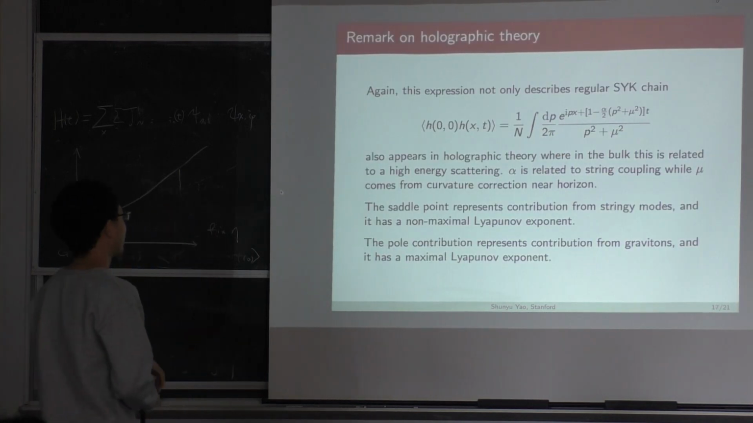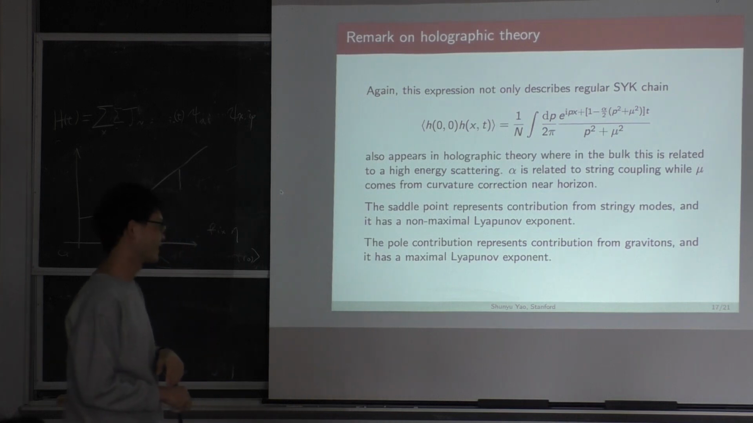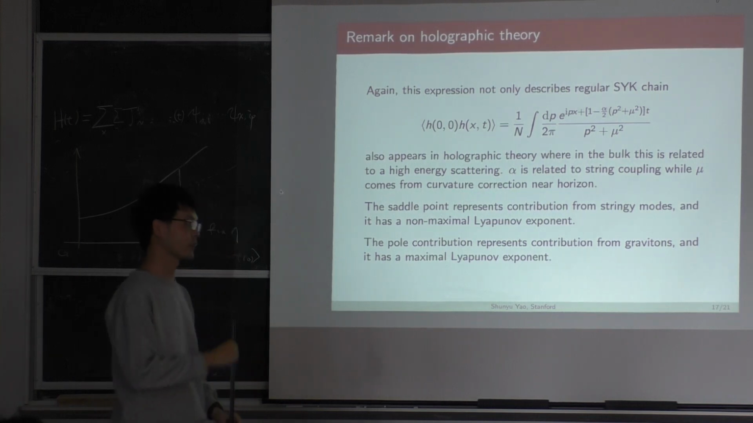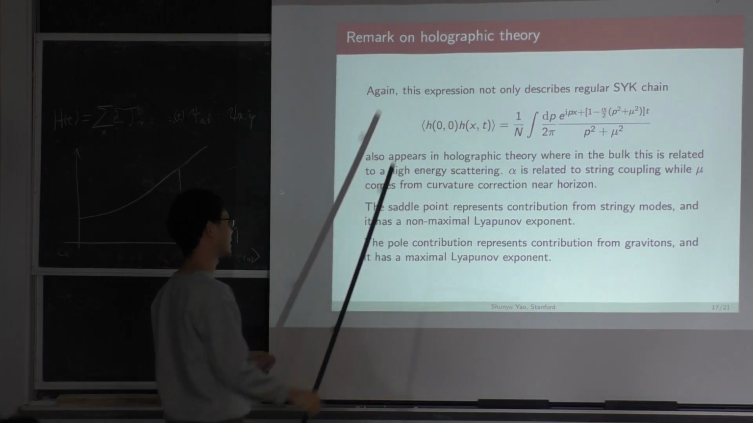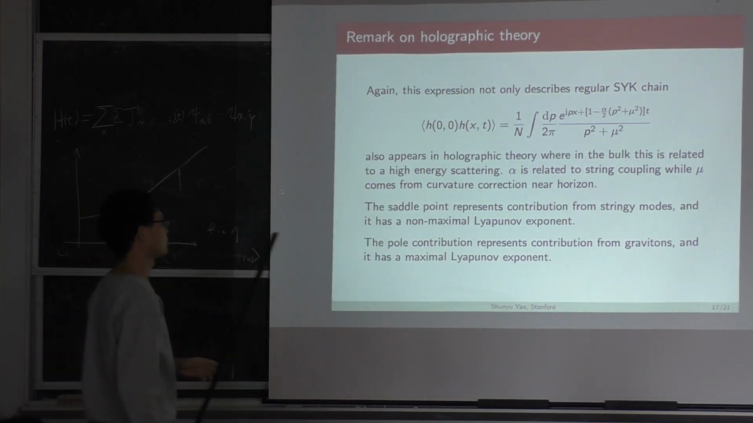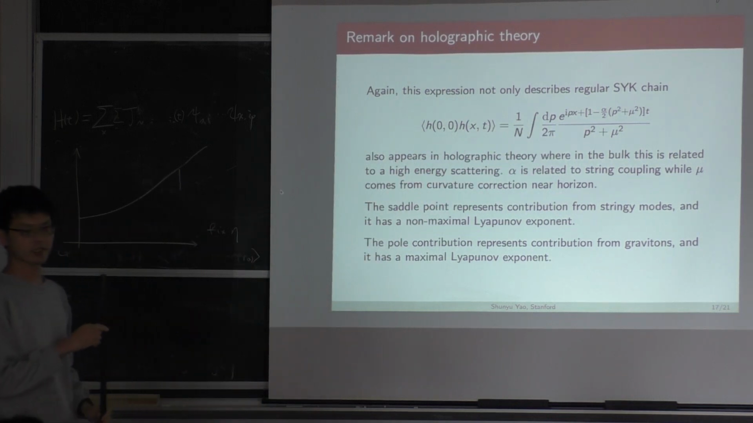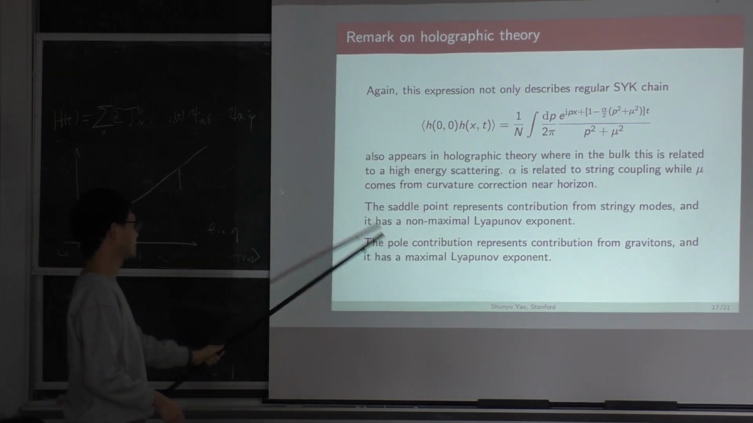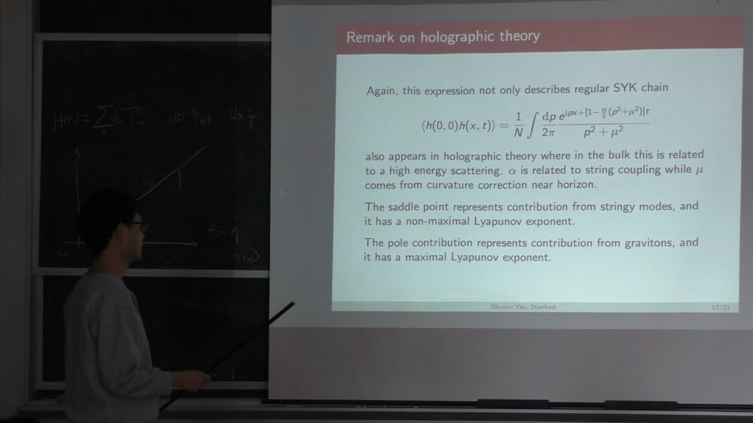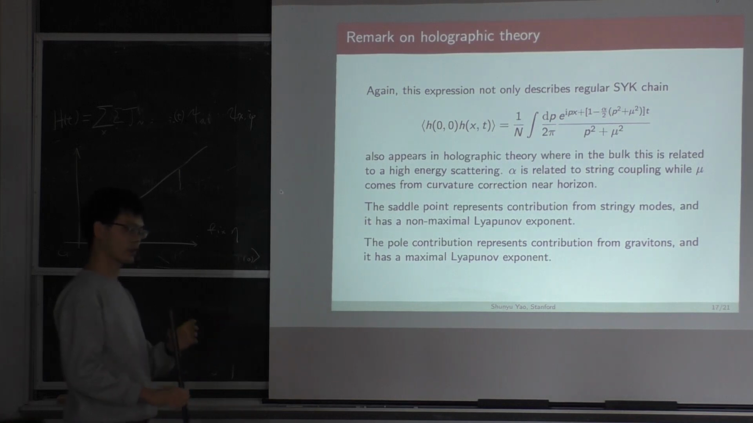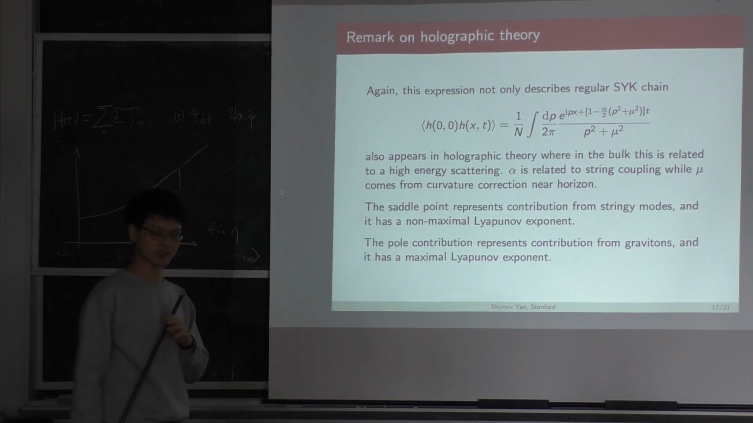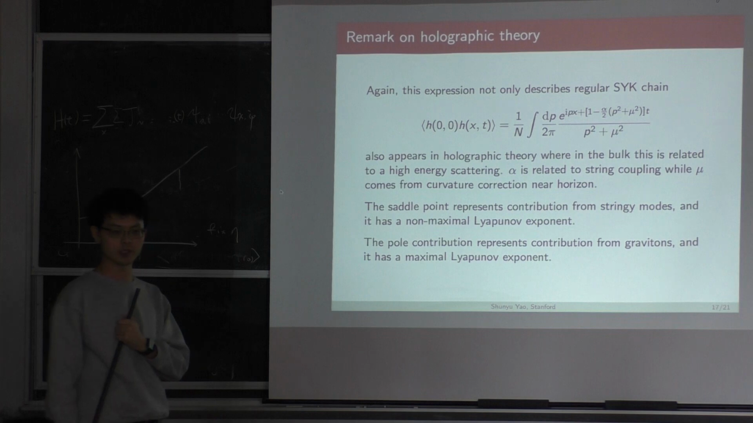Okay. I guess I just make this comment. So that's going to say that this model we wrote down is also appearing in holography, where this alpha is related with some string coupling, and the mu there is related with the curvature near the black hole horizon. And let me just comment on what this saddle point contribution means in holography. That means the region where this scrambling process is dominated by stringy modes instead of graviton modes.